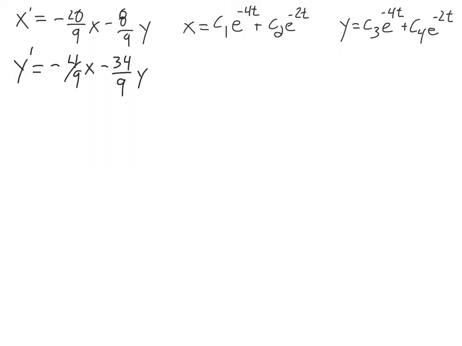Okay, so trying to wrap this up, we were working with, on the previous slide, the system that we have over here, x prime, y prime. We found that the eigenvalues for the matrix of coefficients were minus 4 and minus 2. So I know that my solutions for x and y should have e to the minus 4t and e to the minus 2t.